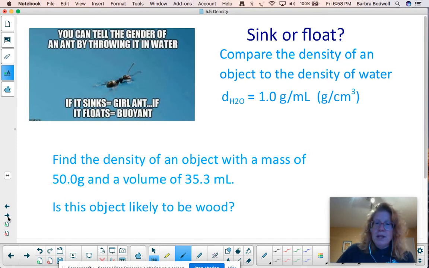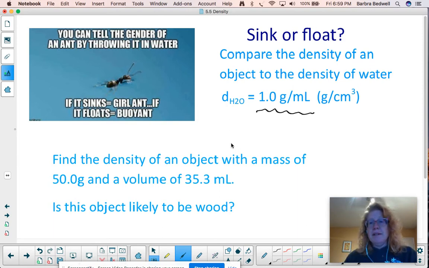So one of the main questions we ask about density is the basic question of sink or float. How do you know if something will sink or float? Typically when we're doing sink or float, we're comparing it to the density of water. Although in that density column on the previous page, there are all different kinds of densities you could compare it to. But for the most part, when you're asking whether something is going to sink or float, we're usually talking about water.